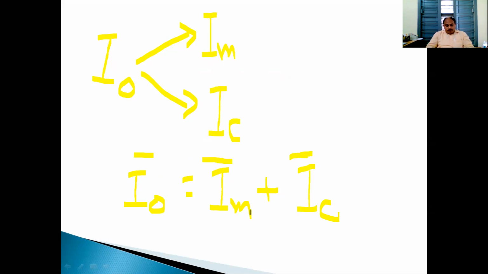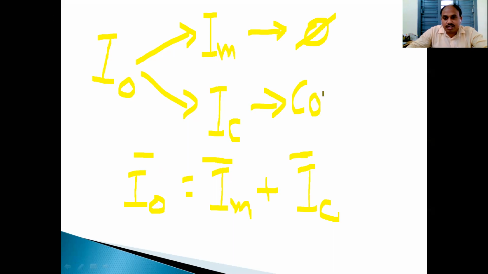IC is called the core loss component of current. The magnetizing component of current produces the necessary working flux, creating the coupling between the two coils, primary coil and secondary coil. The purpose of the core loss component is to meet the core losses in the transformer, that is hysteresis losses and eddy current losses.